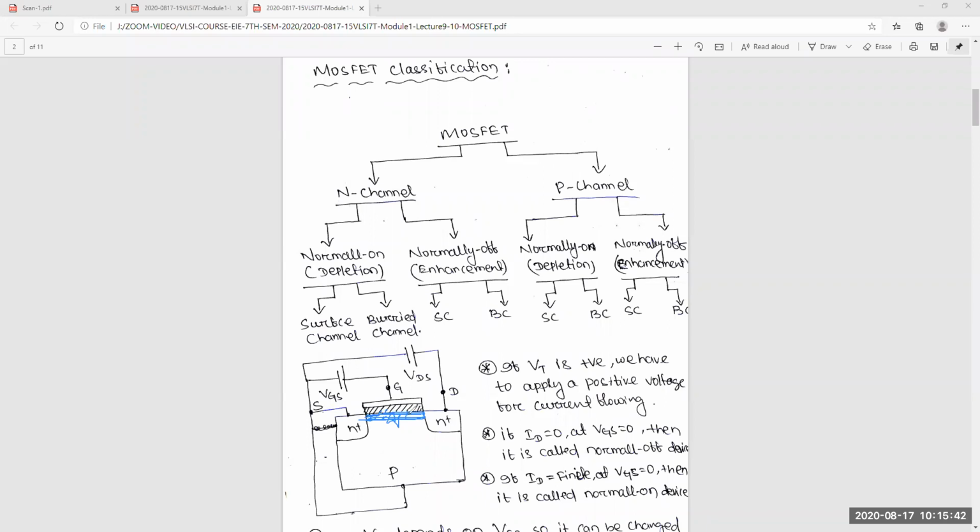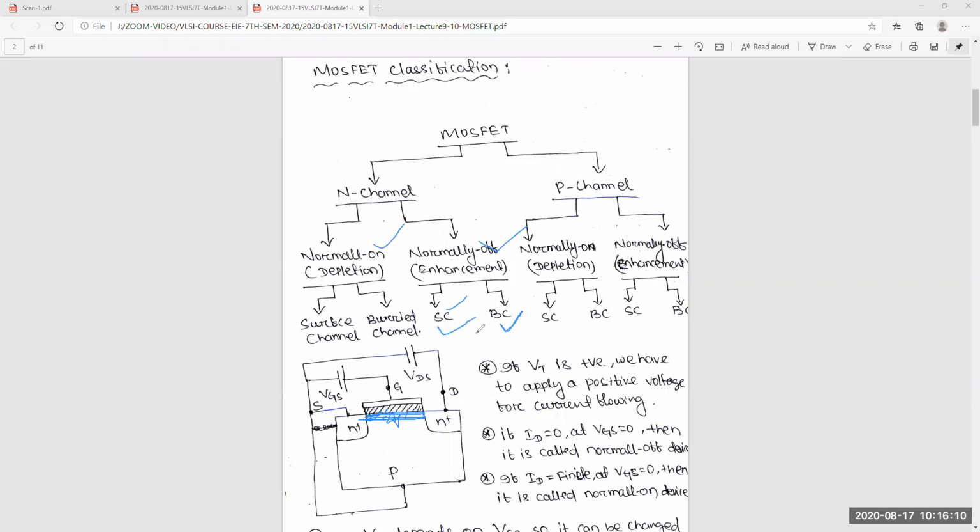So by implanting or doping the charges, we are changing the threshold voltage of the transistor. This is the point. In every case, whether it's an off device or an on device, there is a surface channel and a buried channel. Sir, which is more effective, surface channel or buried channel?